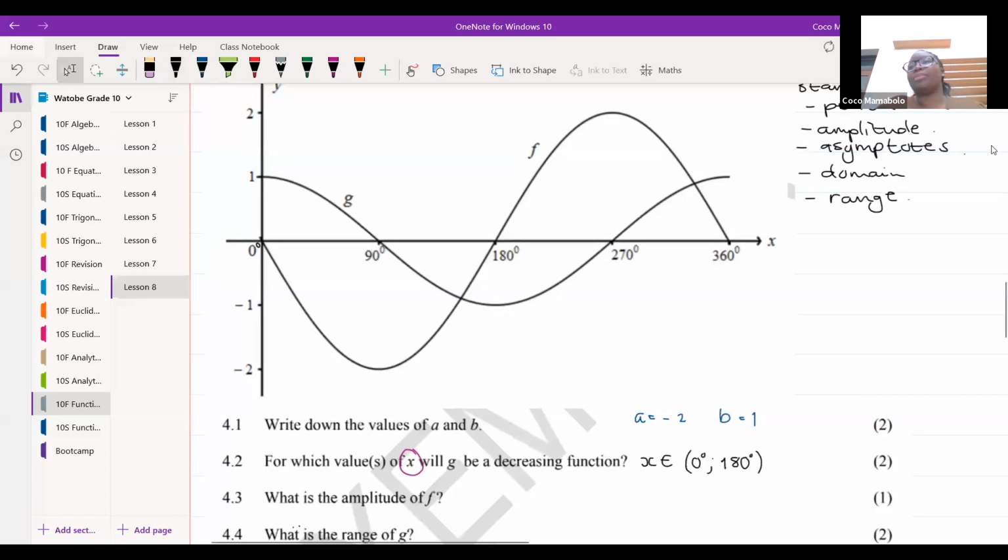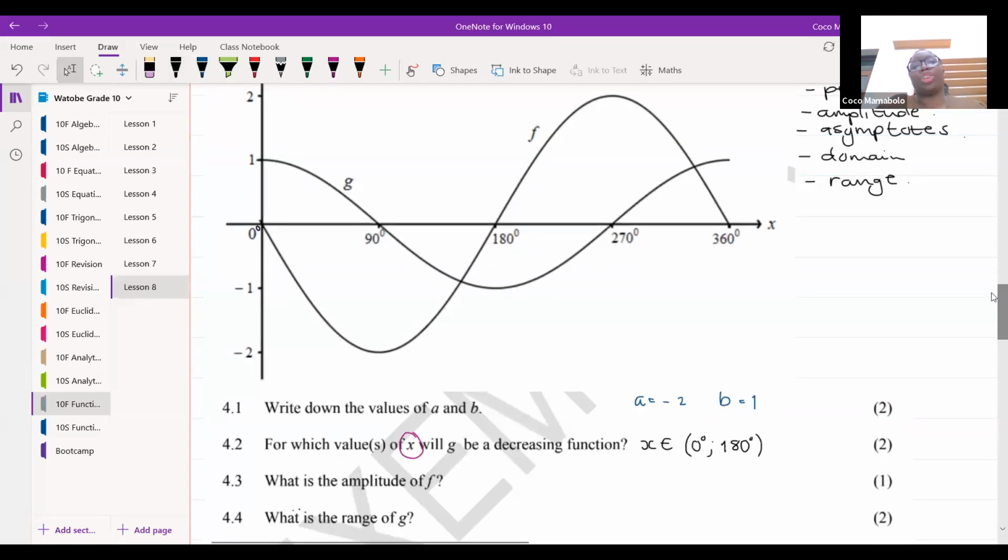All right. Let's look at the next question. It says here, what is the amplitude of F? What is the amplitude of F, guys? Beautiful. Oh my goodness. Well done.